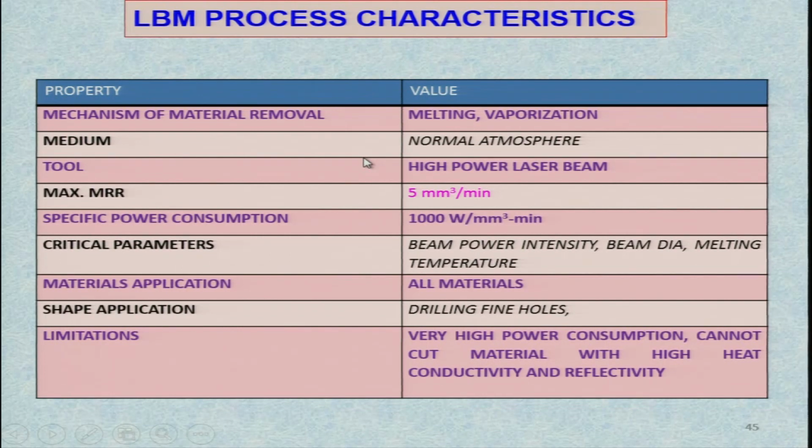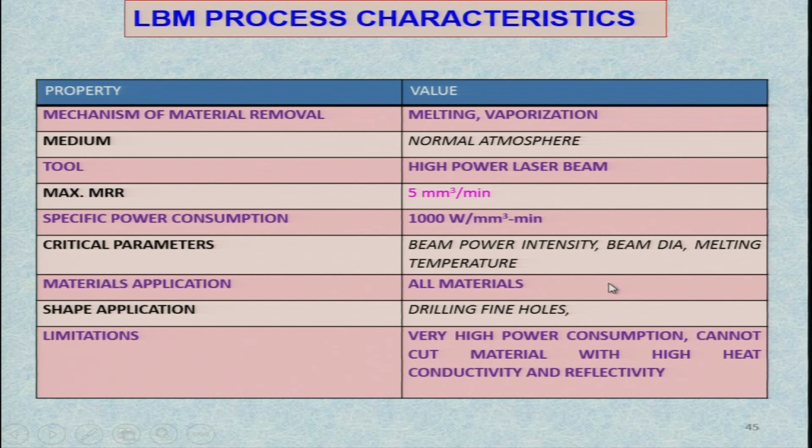Now, here there are certain characteristics of laser beam machining processes, like mechanism of material removal. We have already seen melting and vaporization. Medium is normal atmosphere, no additional medium is there, and the tool is the high power laser beam itself. Maximum material removal rate is just 5 cubic millimeter per minute or so. It is quite low compared to other advanced micro machining processes. Specific power consumption is 1000 watts per cubic millimeter per minute, and critical parameters are beam power intensity, beam diameter, and melting temperature. Materials application: all materials.